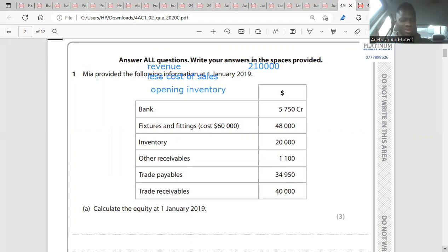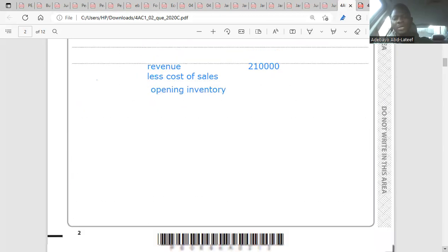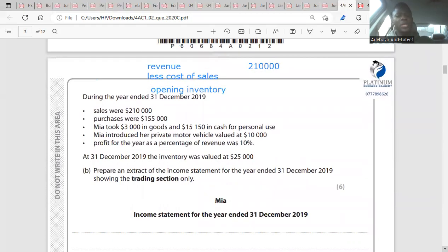Then we go on to our opening inventory. The opening inventory is 20,000. You put it on the debit side. Receivables, payables, these are all in the statement of financial position. You don't need them now. The only thing you need here is the inventory. The other informations we have at the bottom here. Your purchases is 155,000, which you add to your opening inventory.